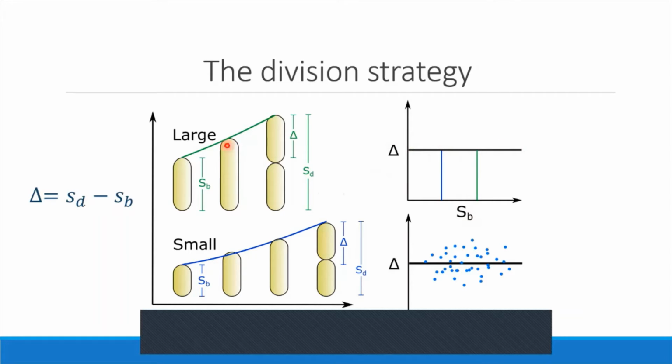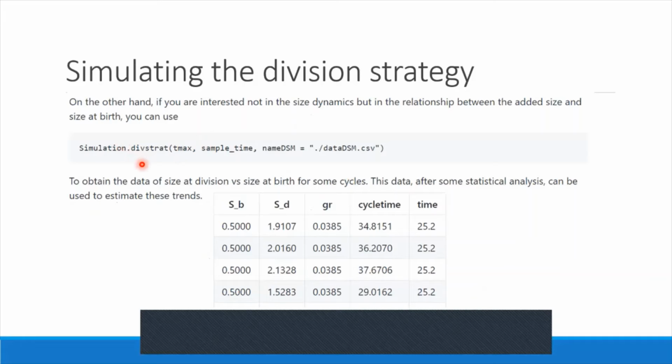So if you start with a large cell, in this case the green one, the added size lambda, which is the size at division minus the size at birth, is the same as if you get born small. So what you see actually is this kind of cloud over the trend line given the stochastic fluctuations on the division strategy. PyEcoLib can do that using the function div_strat that comes from division strategy.